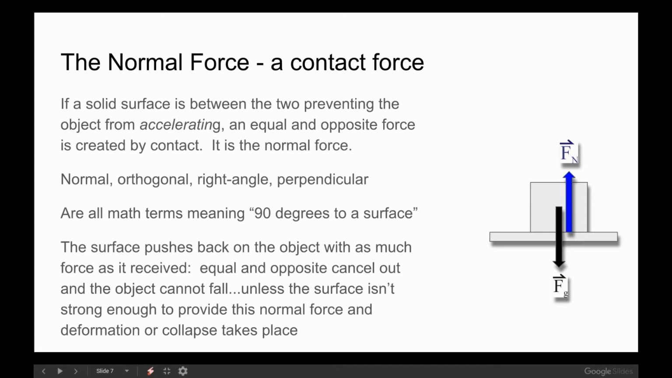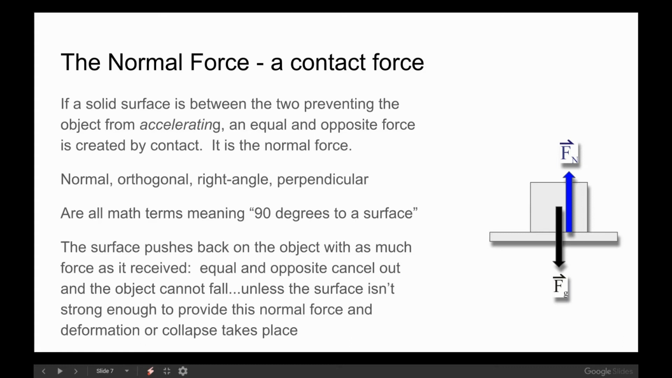Now, normal means 90 degrees in math, and unfortunately, mathematicians could never make up their mind what perpendicular was called. So they will call it normal, orthogonal, right angle, perpendicular. These are all terms meaning 90 degrees to a surface.